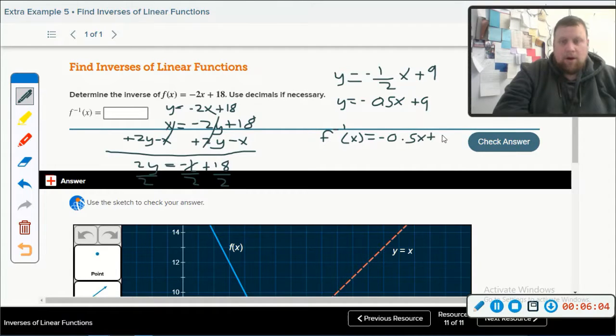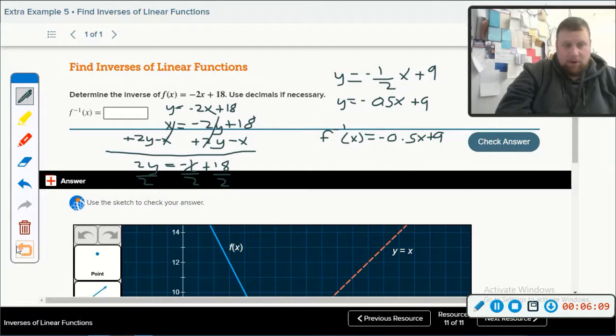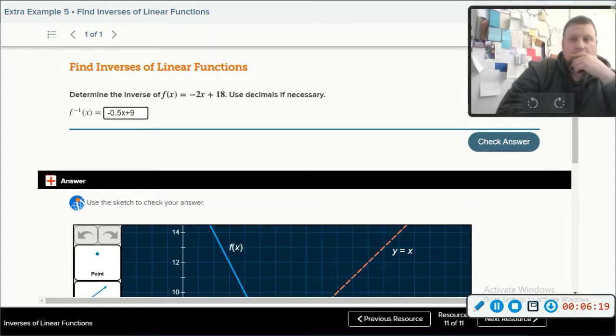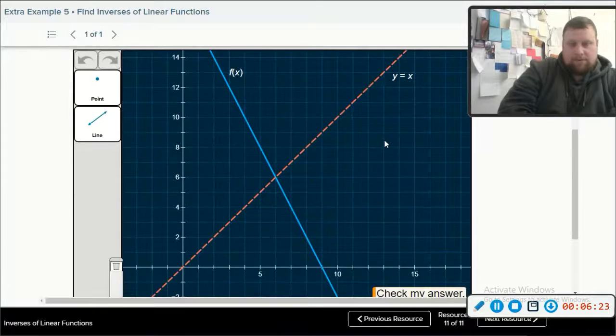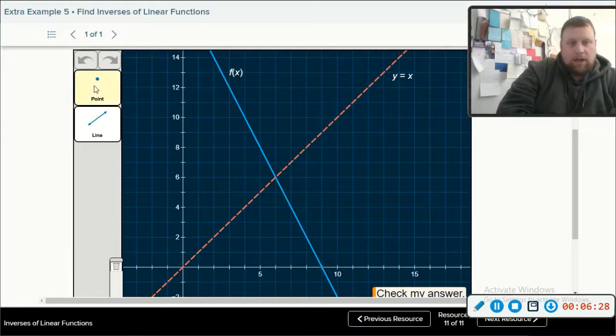Good stuff. Let's put that in. I'm going to erase this. Pause if you need to. Negative 0.5x plus 9. Let's check it. Look at that. And let's graph it. Again, they already have f of x graphed, but let's try it. So it's starting out at 9.